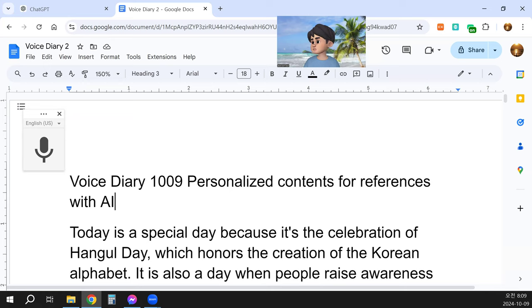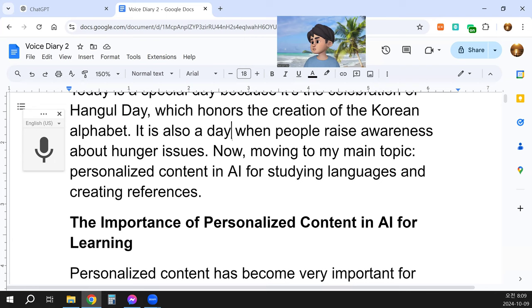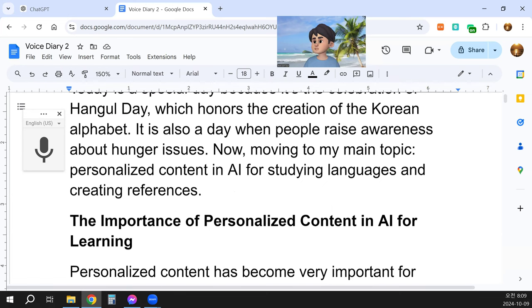Today is a special day because it's the celebration of Hangul Day, which honors the creation of the Korean alphabet. It's also a day when people raise awareness about the language. Now, moving to my main topic: personalized content in AI for studying languages and creating references. The importance of personalized content in AI for learning.